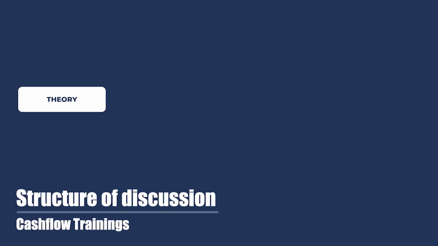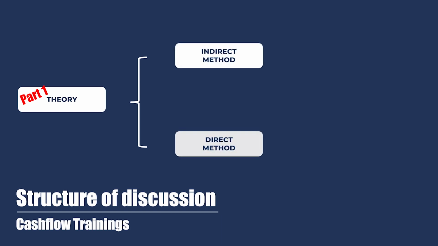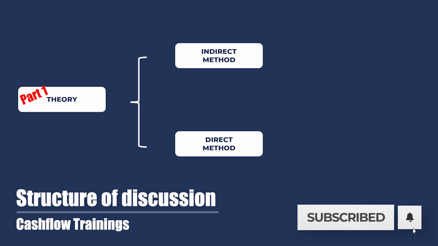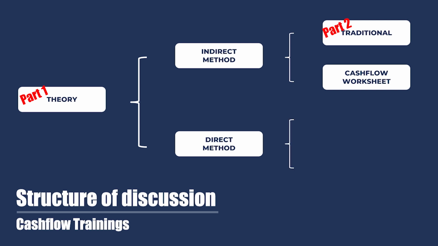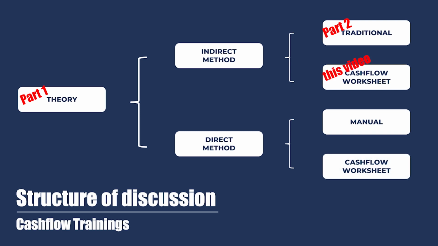If you can recall, the videos in this series will be shown in the following structure. First, the theoretical basis of the cash flow preparation. After the theoretical basis, we move on to the practical applications. This is further split into two, the indirect method and the direct method. To give you more options on how to prepare the cash flows, each method is further divided into two. The traditional direct method, which was part 2 of the series, the indirect method using the cash flow worksheet, which is this video, the manual direct method, and lastly, the direct method using the cash flow worksheet. Both of these will be discussed in future videos.